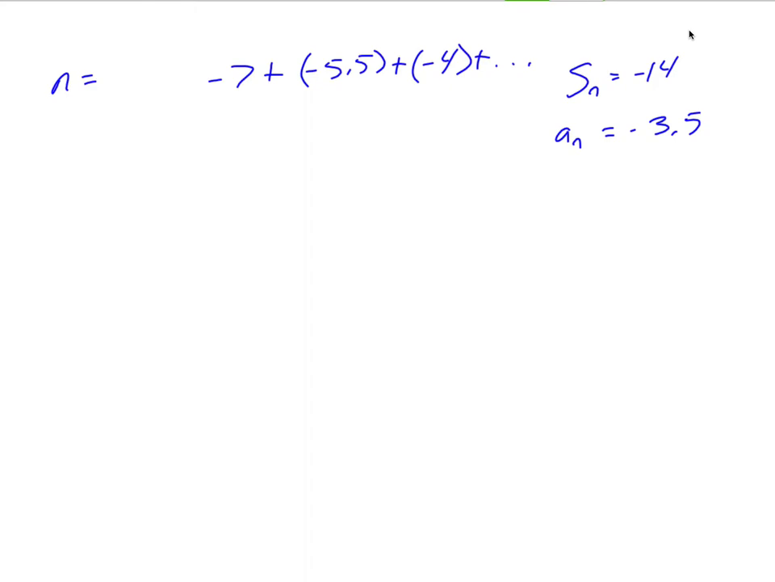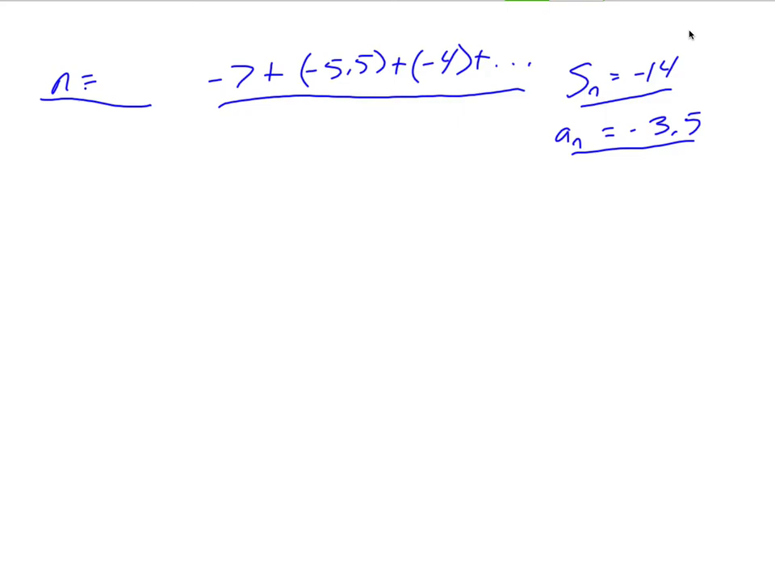Is that what n equals? We're trying to find n. This is what we want to find. So they're giving me this series, they're giving me the sum, and they're giving me a sub n. So what's one thing I know about my answer? That can't be negative. It has to be a whole number. There we go.